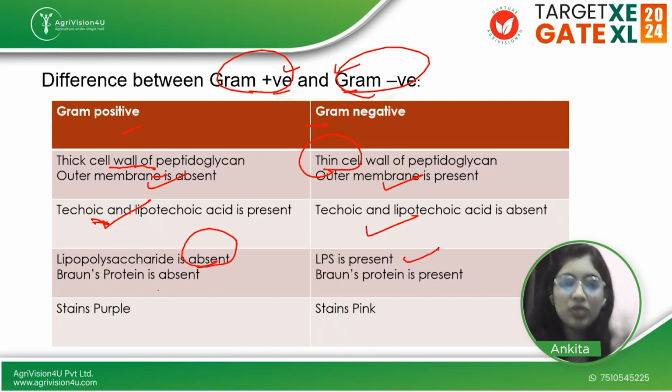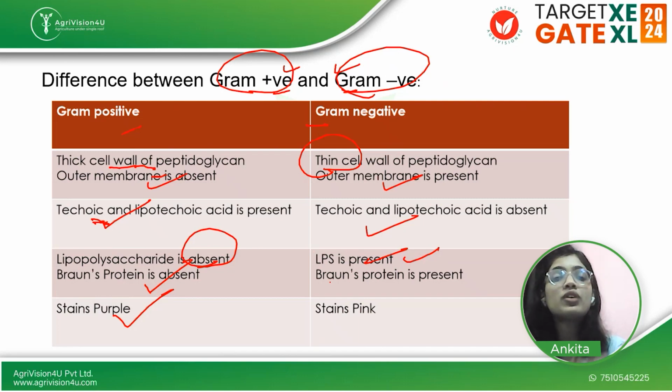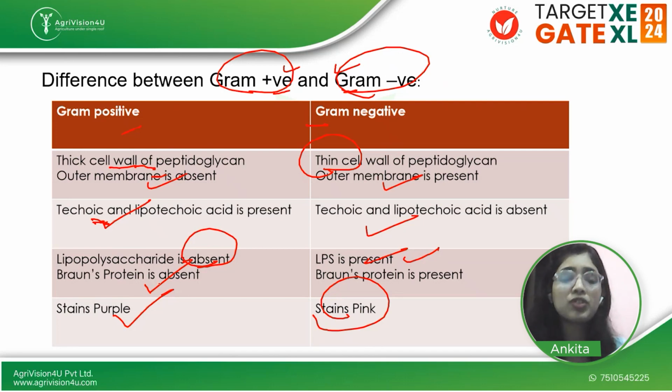And the porin protein is absent in gram positive, and present in gram negative. Now the main point: after applying the overall staining technique, after doing the whole procedure of gram staining, which color will you get? Gram positive bacteria will stain purple in color, while gram negative bacteria will stain pink in color. Remember this: gram positive will stain purple, gram negative will stain pink. So this is the basic difference between gram positive and gram negative.